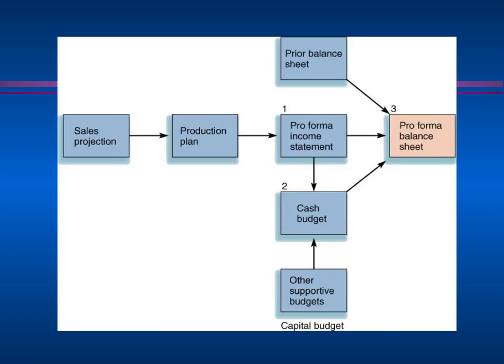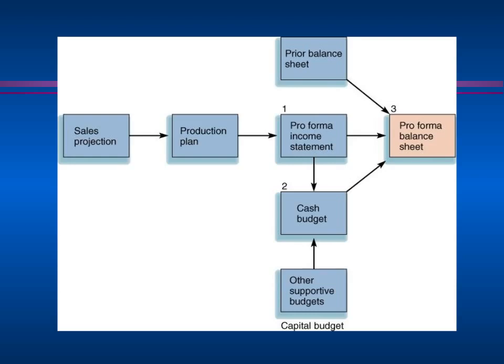Okay, again, here's our quickie diagram of how things go. We start with a sales projection. If we require a production plan or inventory plan of some sort, a purchasing plan, that would be the next step. If we've got to hire anybody and train anybody, that sort of thing too. If there's any other supporting budgets, for instance, the sales projection might determine that we have to buy some equipment.